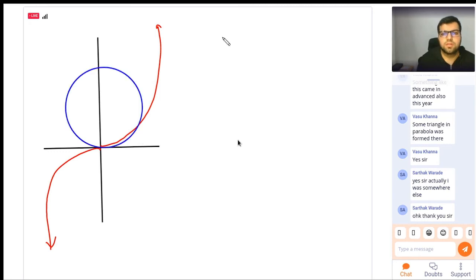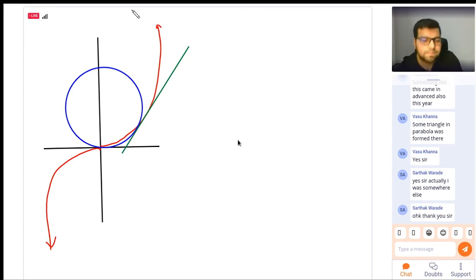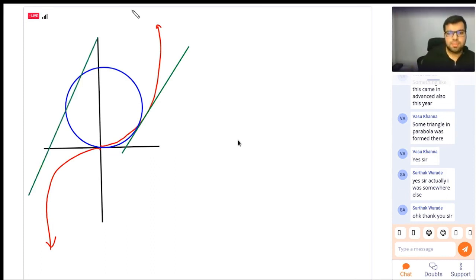So talking about the tangents, there will be two tangents. One is like this. One will be like this, and the other is something like this. These will be the two tangents. Now, how will I solve it?